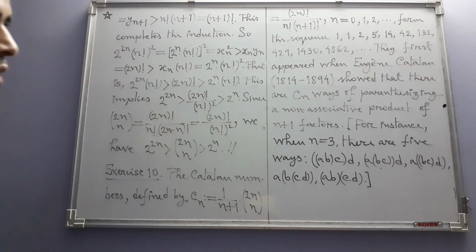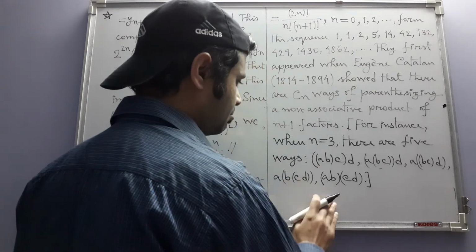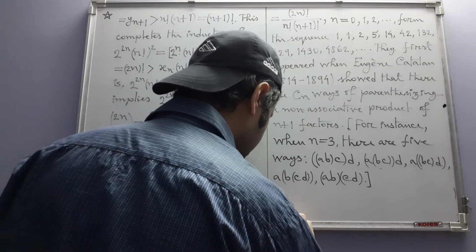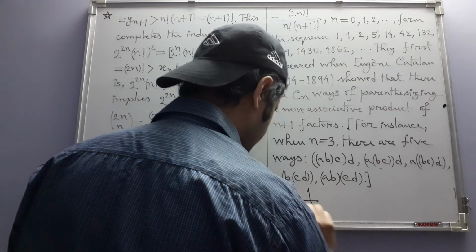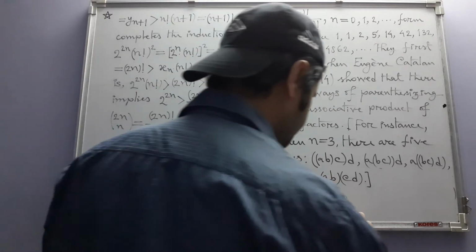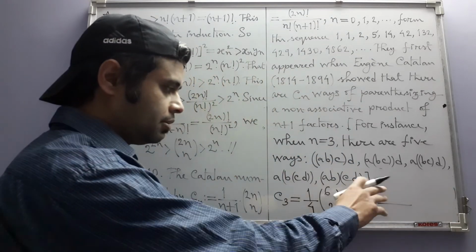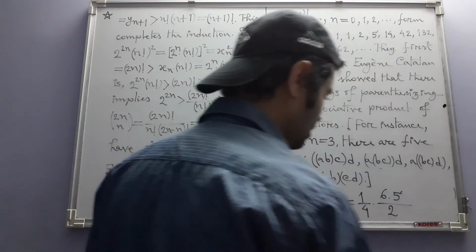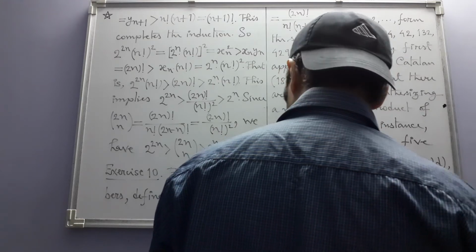Okay, now what is it that we have to do here? Let us just verify that this number 5 is actually given by Cn. What happens when we calculate C3? It is 1 over 4 times 6 choose 2, which is 1 over 4. After using the definition and cancellation, we will have 6 times 5 divided by 2. Is it correct?